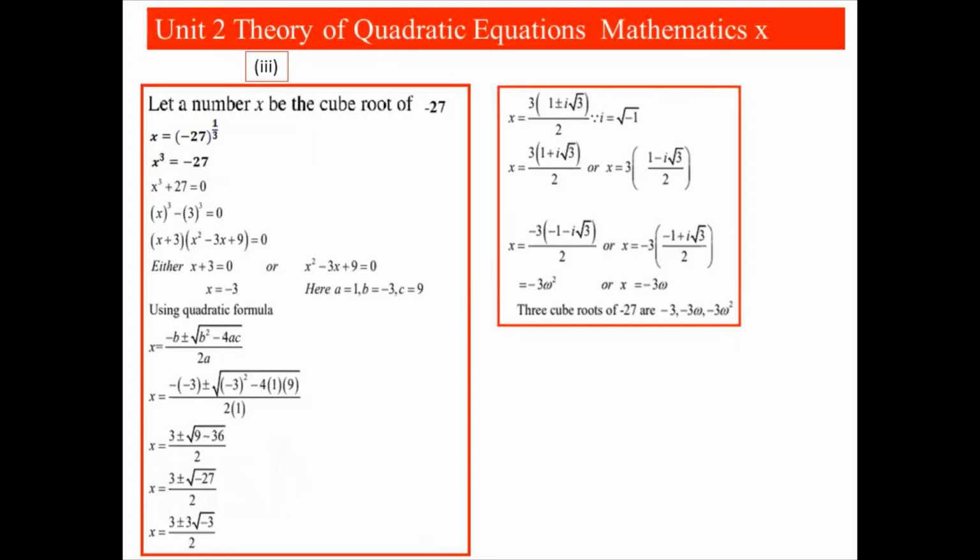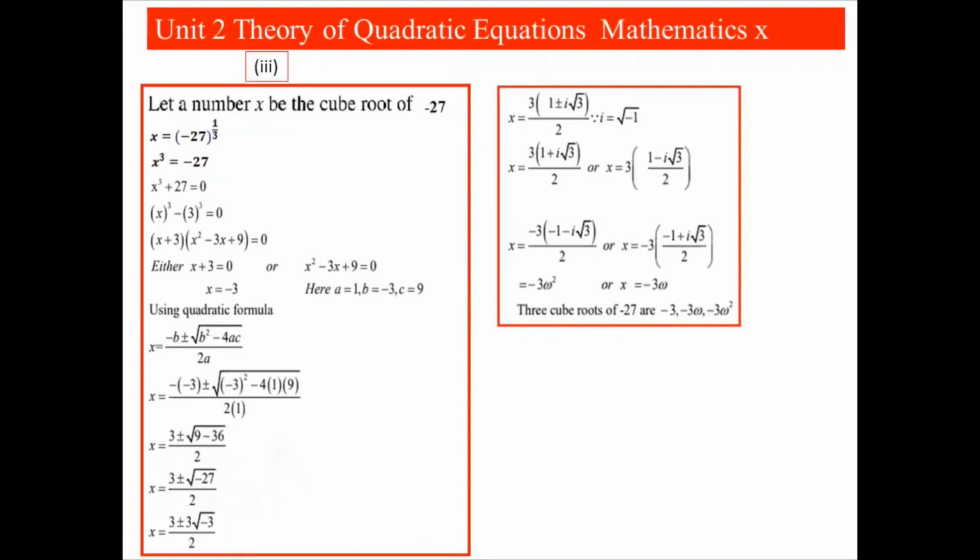We know that the quadratic formula is x is equal to minus b plus minus square root of b square minus 4ac over 2a. Now in the expression, the coefficient of x square is 1, so a is 1. The coefficient of x is minus 3, so b is minus 3, and the constant term is 9, so c is equal to 9. By replacing these values in the quadratic formula we have this expression, and after simplification we have 3 plus minus square root of minus 27 divided by 2.